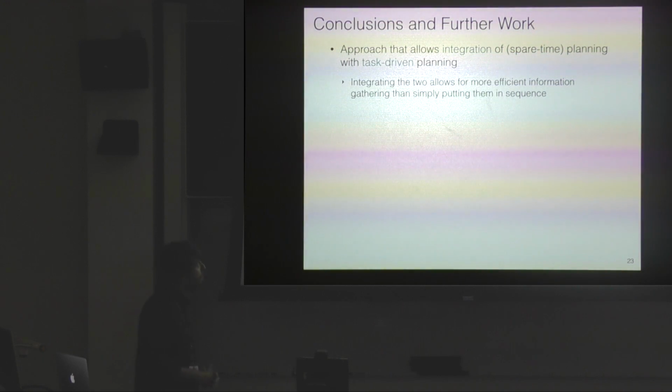Okay, just to wrap up, I presented an approach that allows for the integration of sparse-time observational planning with task-driven planning while still providing probabilistic guarantees over the performance of your system. And of course, integrating these two is much better than just trying to do the two things in sequence, as I guess is more or less obvious. Our approach is based on multi-objective model checking techniques. So again, we are very interested in being able to provide these guarantees of performance, which can be used for other scheduling approaches that are working on top.